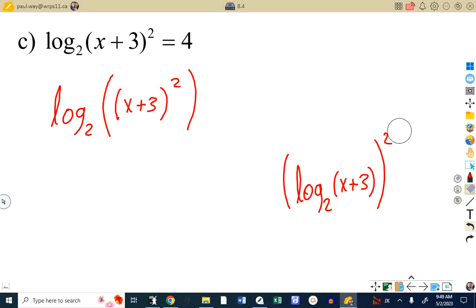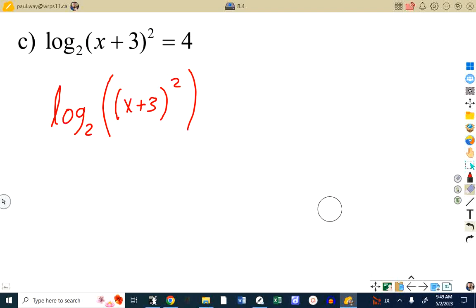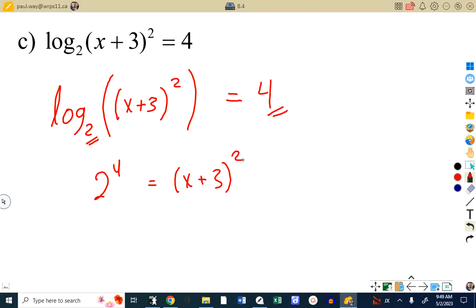This question is different than A and B. In A and B, you have a logarithm equals a logarithm. Here, what you have is a logarithm equals a non-logarithm. But we can write that in exponential form. We can say that this base of 2 raised to this exponent of 4 is equal to (x plus 3) quantity squared. And now we're in a Math 20 realm, because (x plus 3) quantity squared is quadratic.